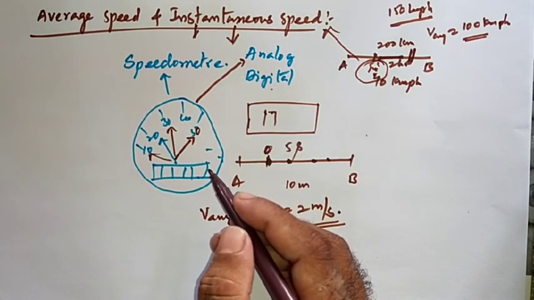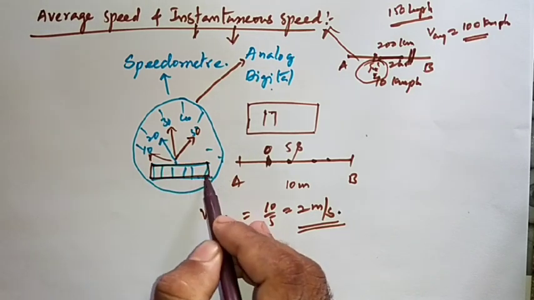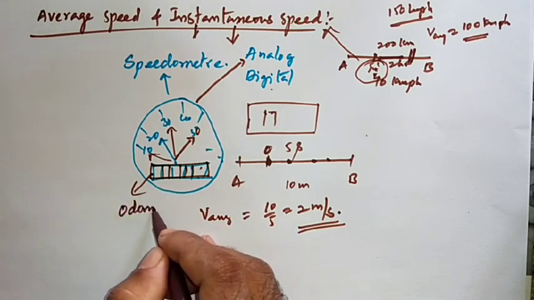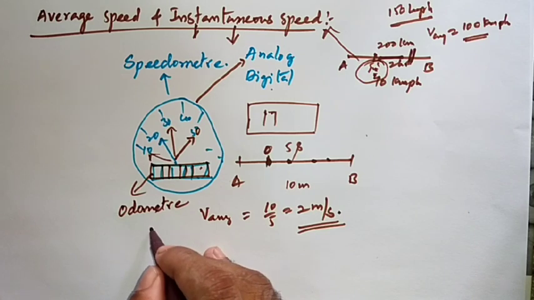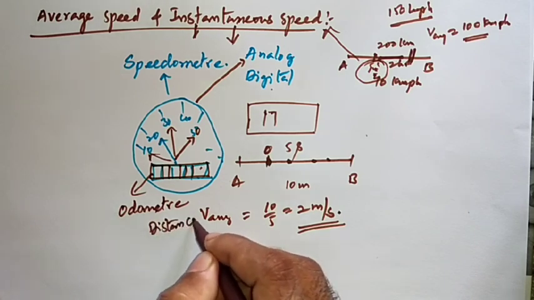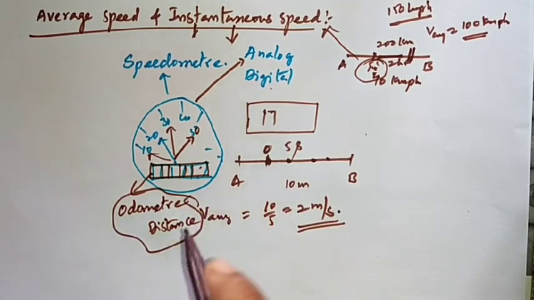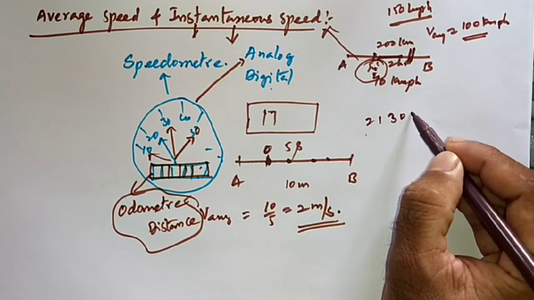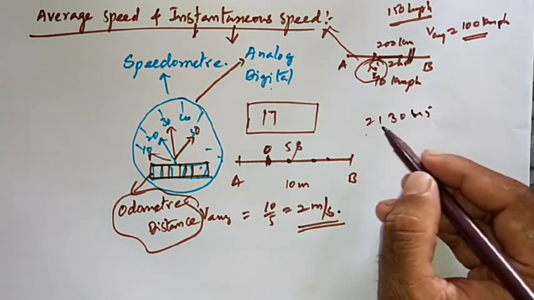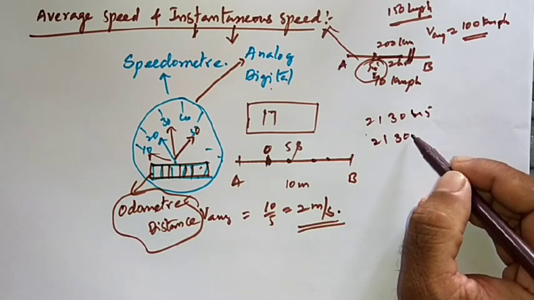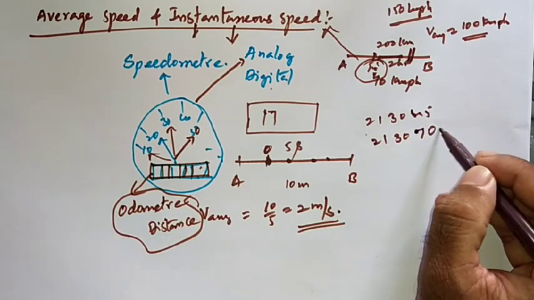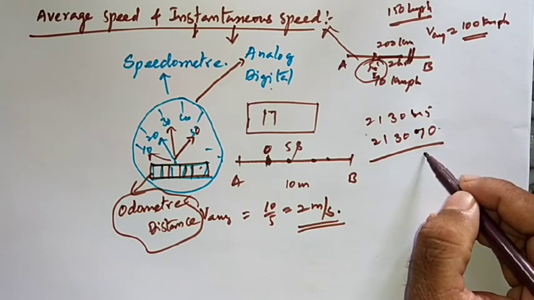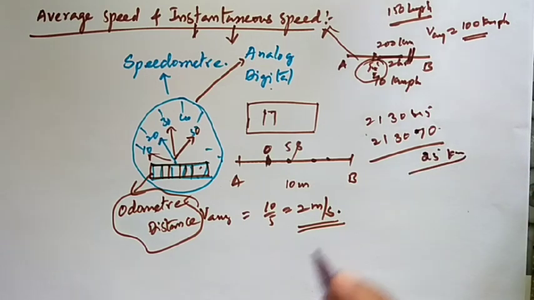Clear, everyone? Okay, next, here there are readings that will be changing. This is the distance reading. It is called an odometer. What do you call this? Odometer. This gives the distance traveled by the vehicle. Yes or no? So for example, you are starting at A, and its reading is 213045. After reaching B, its reading is 213070. Then what is the distance you have traveled? How much? 25, right, 25 kilometers we have traveled.